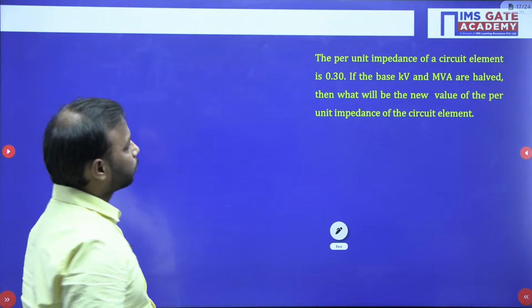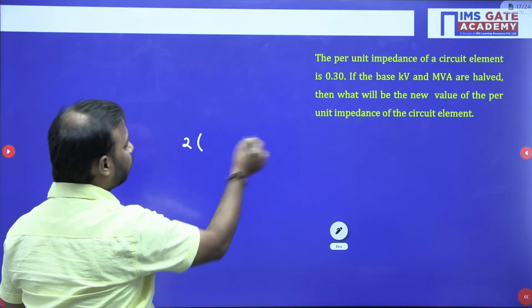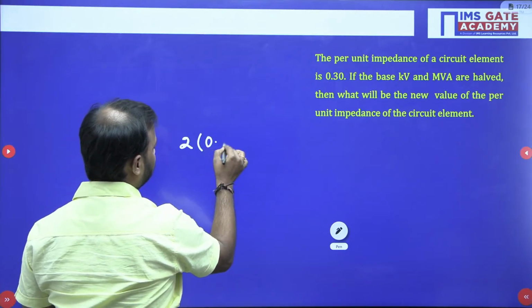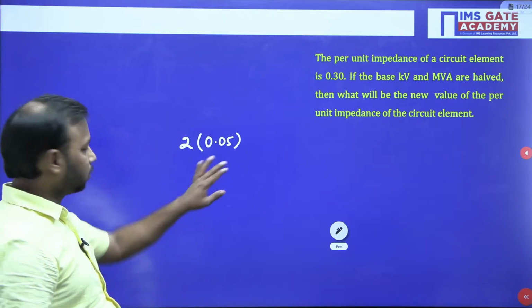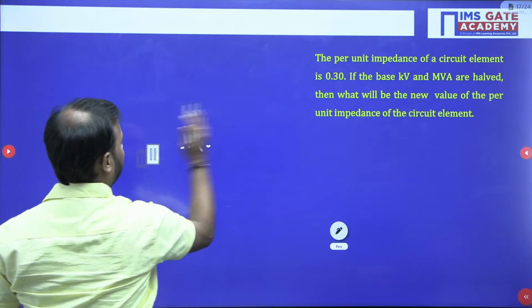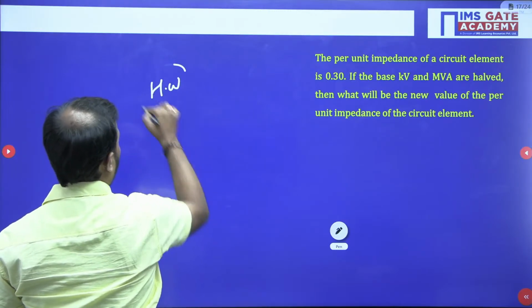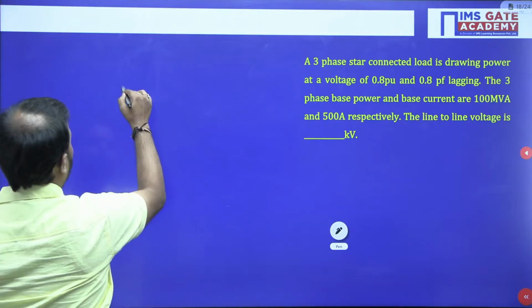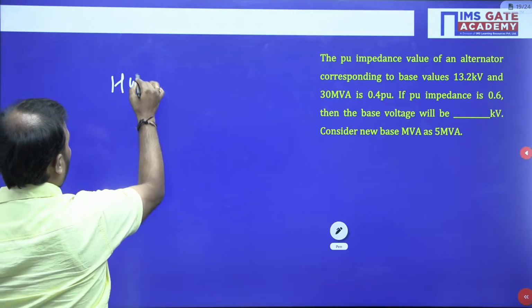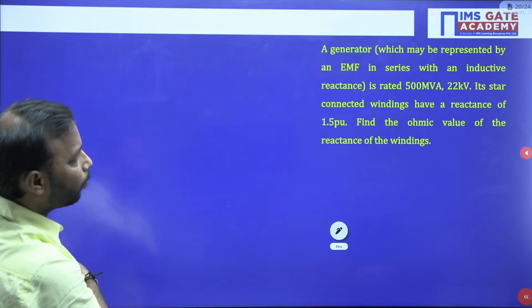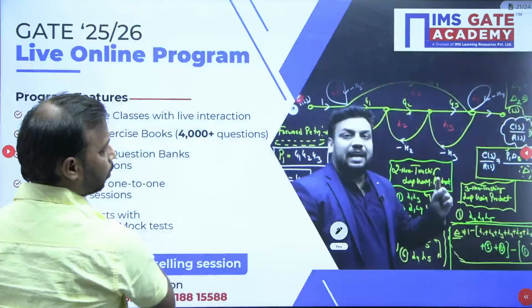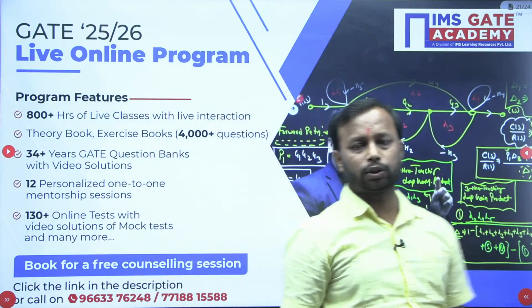Homework question 2. For question 2, whatever value you are getting, suppose you are getting 0.05, you need to write 0.05 like this. So the second question value is 0.05 like that. One more homework question. Total 5 homework questions I have given to you.